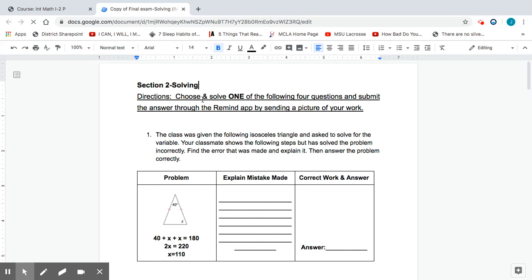It says directions: choose and solve one of the following 4 questions and submit the answer through the Remind app by sending a picture of your work. So if you want to, pause the computer right now and you can go through and look at the 4 different questions and see if you understand any of them, and you could solve that one and submit it.